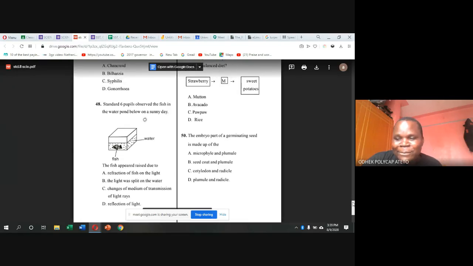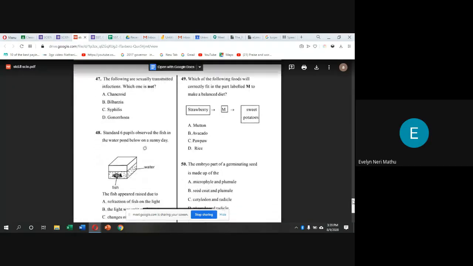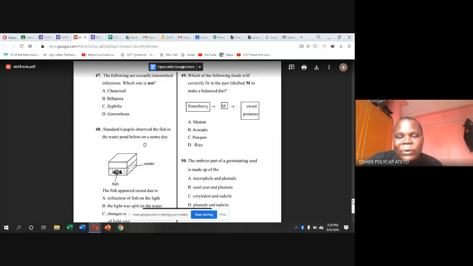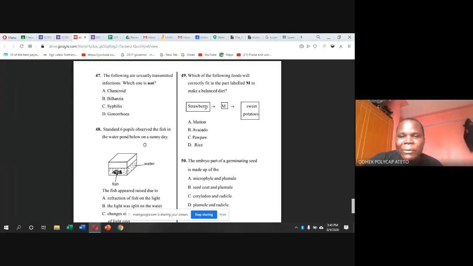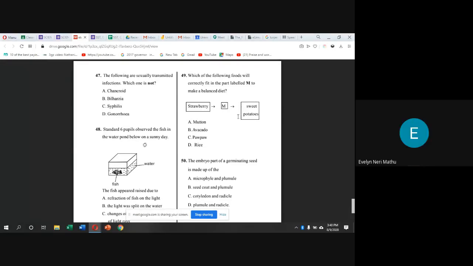Lastly now, number 49. Which one of the following foods will correctly fit in the part labeled M to make a balanced diet? A balanced diet, we go with 3. We have said we are going with the 3. So if you go with 3, automatically strawberry will provide vitamins. Then we have sweet potato, so we are lacking protein there. So we put mutton here.